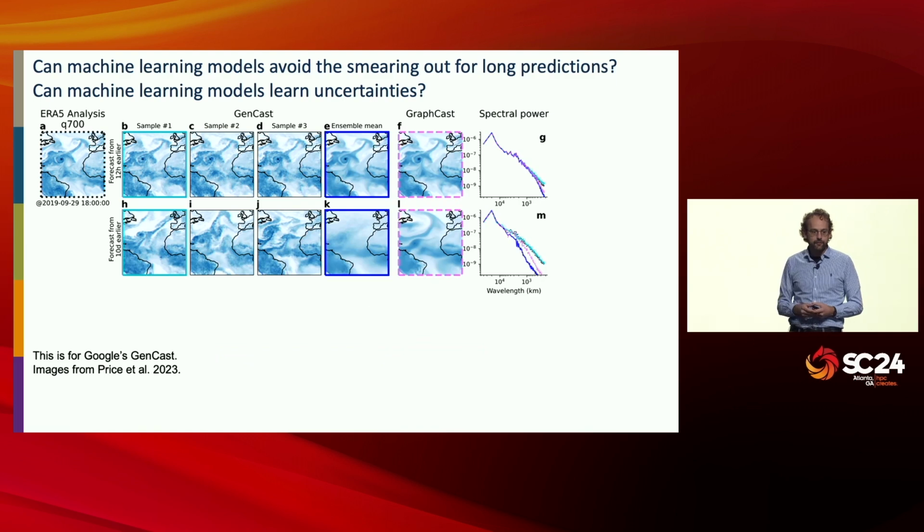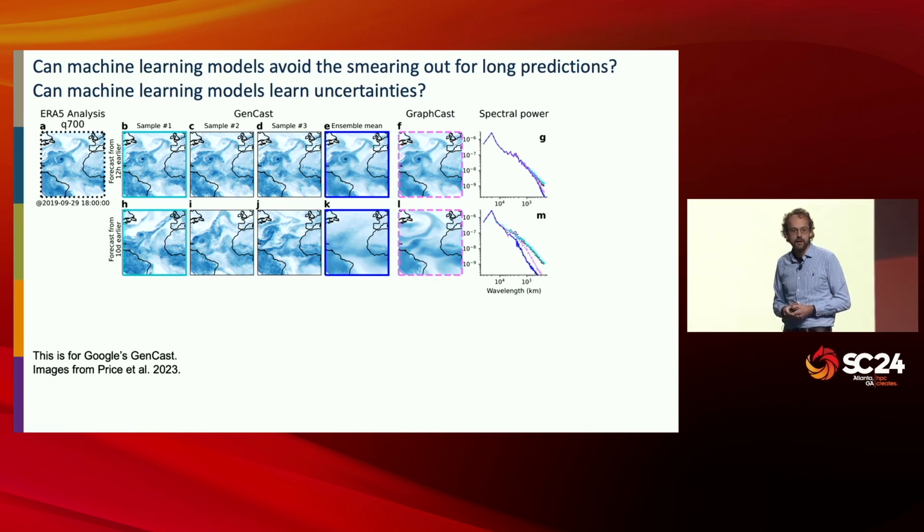So now I'm going to go through a couple of the questions that kept us busy last year. One of them is, are these models always smearing out if you perform longer predictions? So how unphysical do they actually get? And also, can these models represent uncertainties?